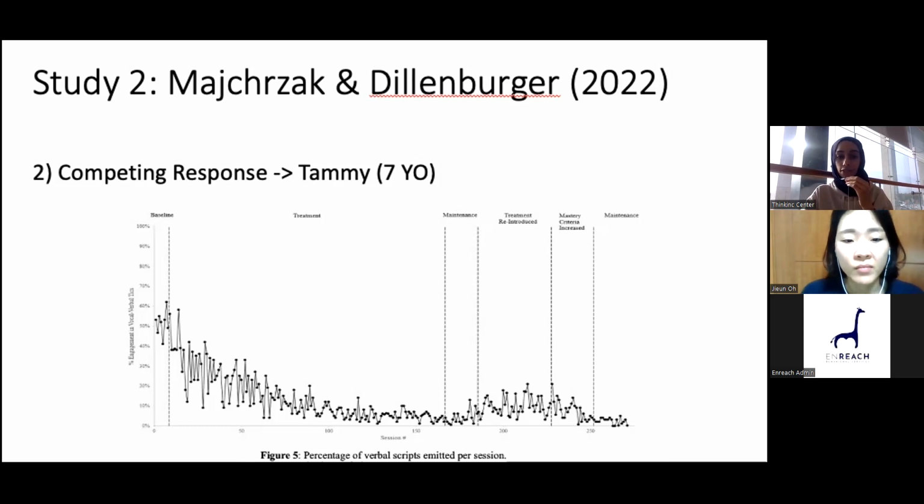The results of the intervention showed that vocal and verbal tics significantly reduced below baseline. So as you can see, baseline was quite high and it reduced gradually. And then there was a maintenance phase, and the behavior continued to be low in maintenance.